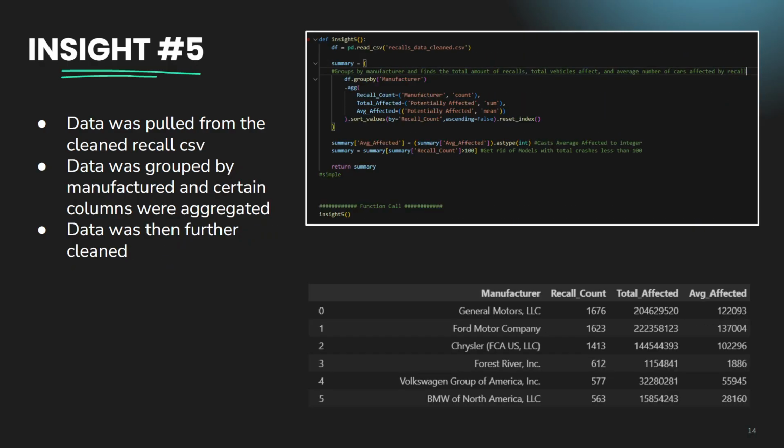And then for Insight 5, this was from the recall dataset. We pulled data from the clean recall dataset and grouped it by manufacturer. What we found was the total amount of recalls, the total amount of cars affected, and then the average amount of cars affected per recall. Then we got rid of any insignificant ones, with recall counts less than 100, because they wouldn't really help us that much.